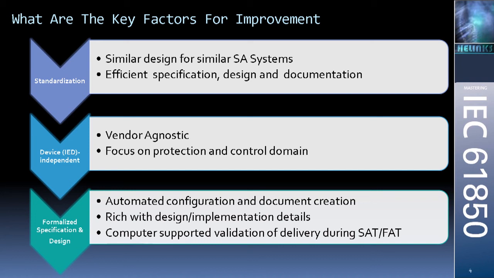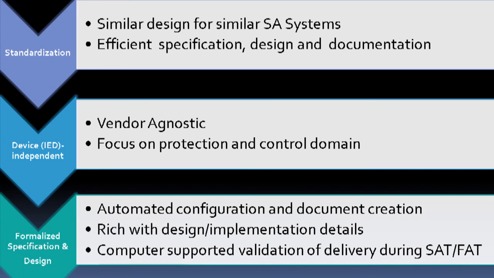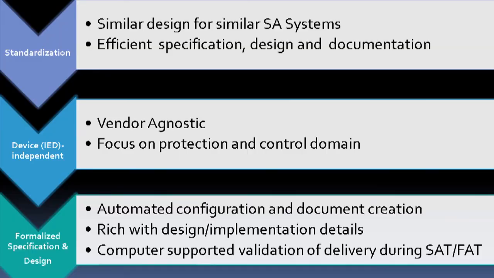So it's important that our solution is vendor agnostic or even independent of the hardware of the relays. So we should focus on the protection and control domain. With this, we come to the next point of efficiency, that we need to formalize the specification and the design. Formalizing allows us to automate the configuration. So if everything is formalized, we can do automatic processing.